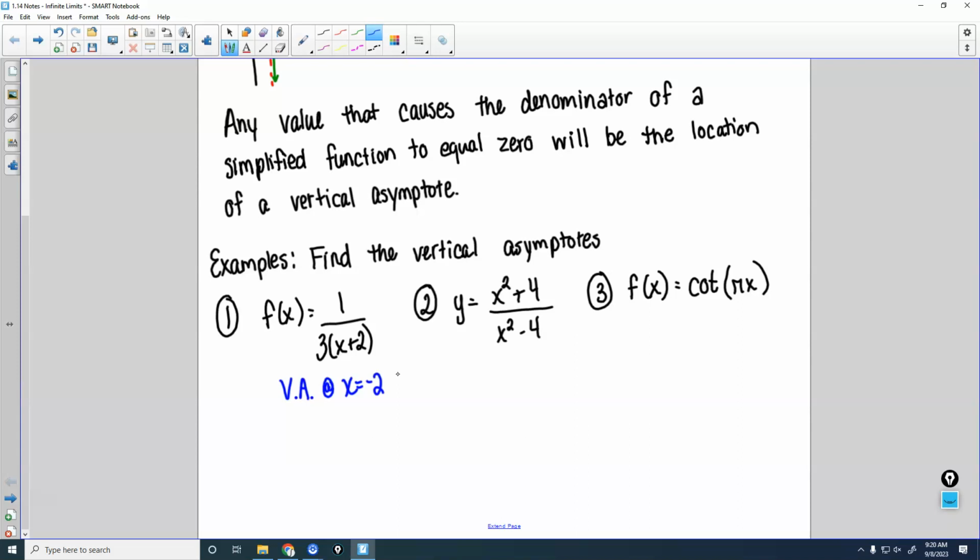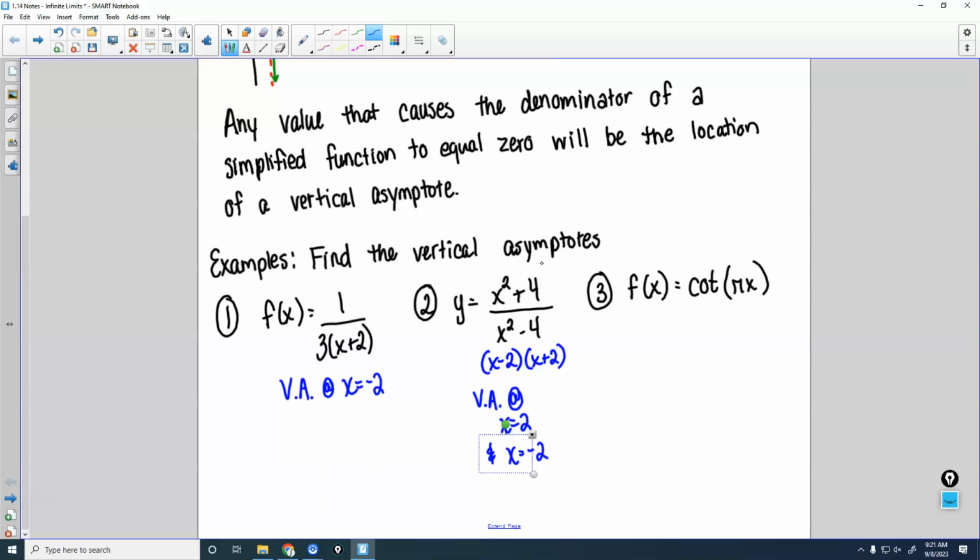That's one of them. It's also going to be -2. Because if we factor this, we'll get x minus 2, x plus 2 here. And so we'll have vertical asymptotes at x equals 2 and x equals -2. It doesn't cancel with the numerator, because the numerator won't factor. x squared plus 4 will not factor.